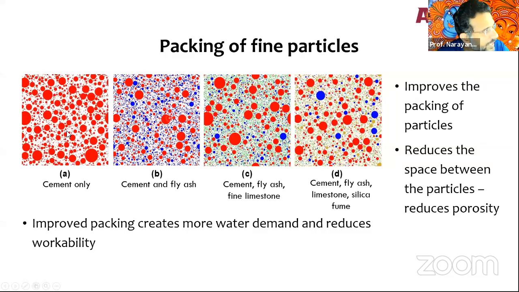So from plain cement to cement, fly ash, limestone, silica fume, I've increased the overall packing, but also look at the number of red particles. I have been able to sequentially reduce the amount of red particles, right? So I've been able to sequentially reduce the amount of cement. I have mixed all of these different things. I've packed it much more. But then with improved packing comes higher demand for water. So that is another thing that we need to think about.